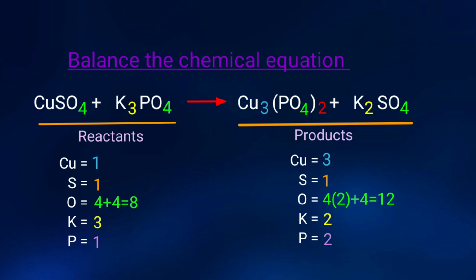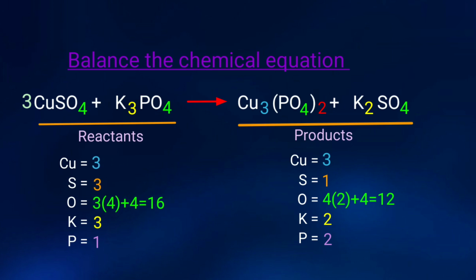To balance the chemical equation, we need to make use of coefficients. A coefficient is a number that we place in front of a chemical formula. In this equation, we need to balance the copper atoms first. To do this, we need to put a coefficient of 3 in front of CuSO4. The copper atoms are balanced.